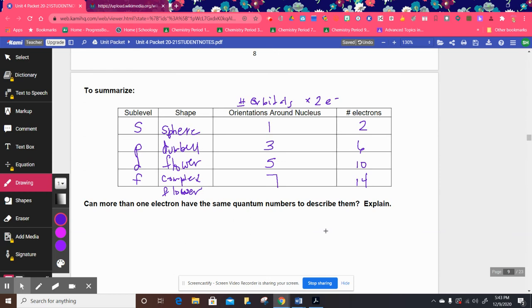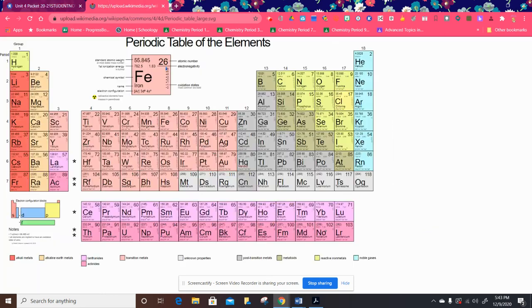So can more than one electron have the same quantum numbers to describe them? And we need to be able to explain. So let's go through each quantum number. The first quantum number is N. N is the energy level. Can more than one electron be in the same energy level? And the answer to that would be yes.